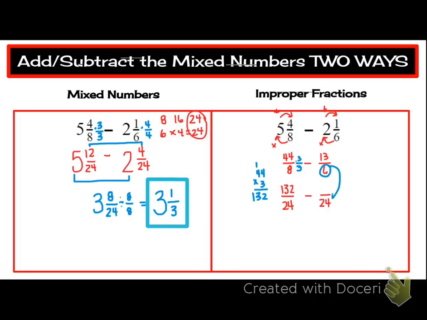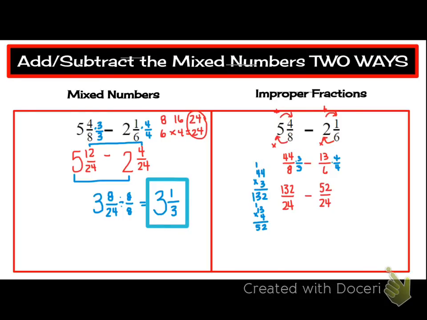And 6 times 4 was 24. So I multiply this by 4 over 4. I'm going to do 13 times 4. 4 times 3 is 12, carry the 1. 4 times 1 is 4, plus 1 is 5. So it is 52 over 24.